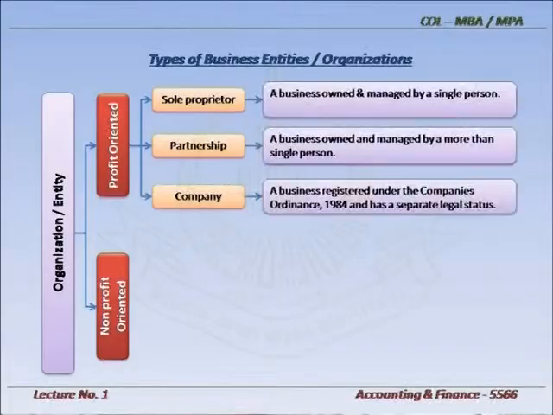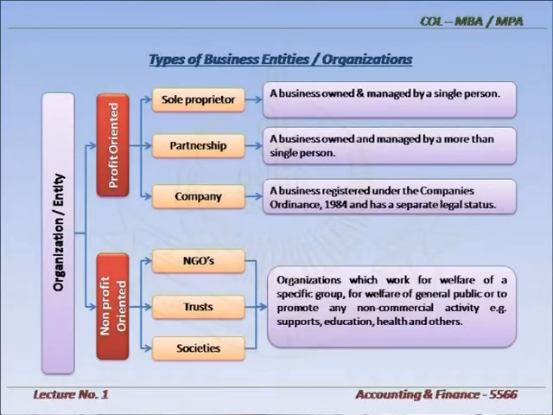non-profit-oriented organizations. As represented by their name, profit-oriented organizations are the organizations and businesses with the prime objective to earn profit for their owners. However, on the other end, the non-profit-oriented organizations are the organizations with the prime objective to work for the welfare of a specific group, for the welfare of the general public, or to promote any non-commercial activity, for example, any sport activity, education, health, and other non-commercial activities.